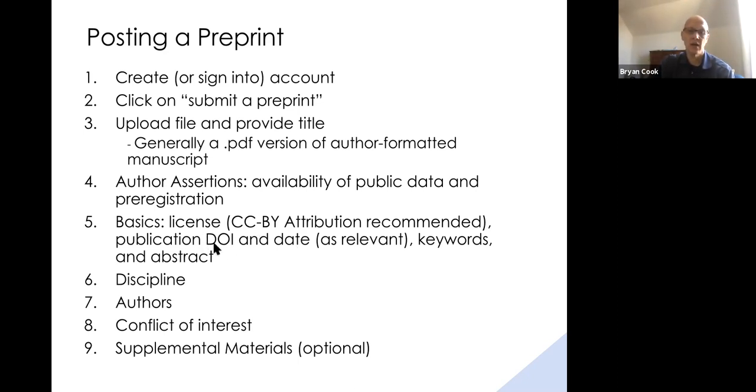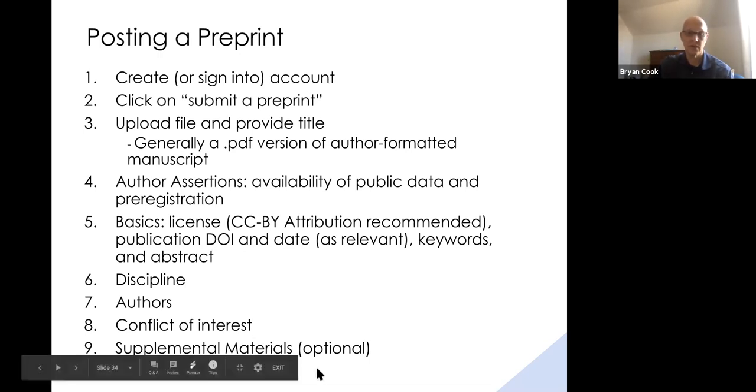It's asked, is there a DOI associated with a publication? And then the DOIs actually become linked, so citations for the preprint get credited or associated with citations to the article. You put in keywords and abstract, a discipline label, authors, and a conflict of interest statement.